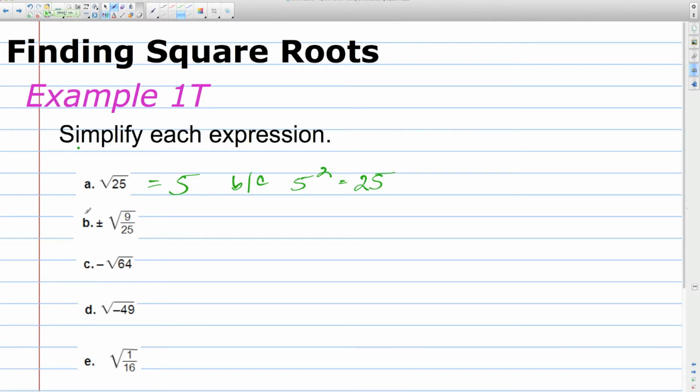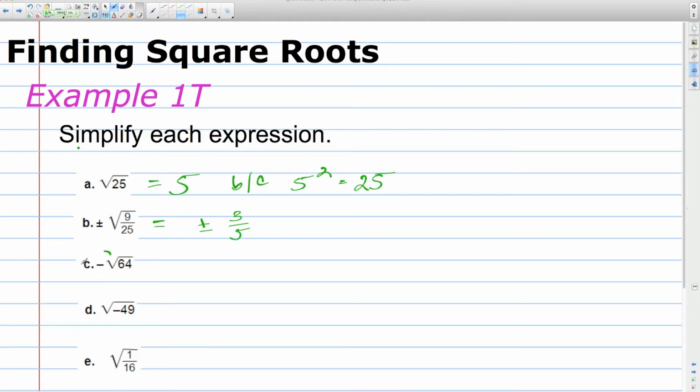Here in part B, we want both the positive and negative square root, so we know our answer is going to be positive and negative. In the numerator, we ask ourselves, what number squared gives me 9, and of course that's 3. And what number squared gives me 25, and you should know from part A that that would be 5. And that's because 3 squared gives us 9, and 5 squared gives us 25.